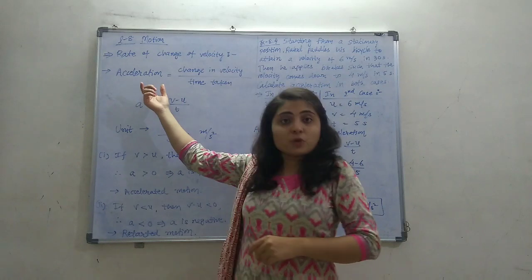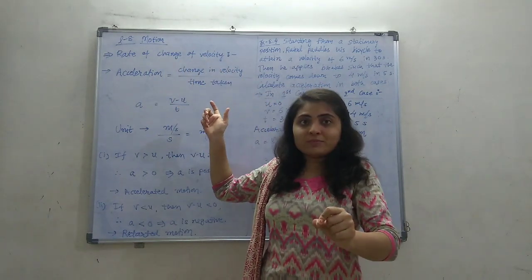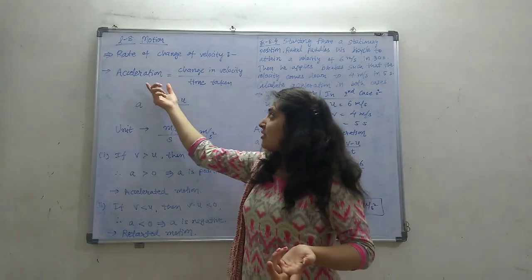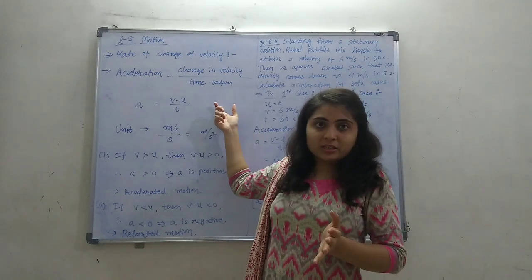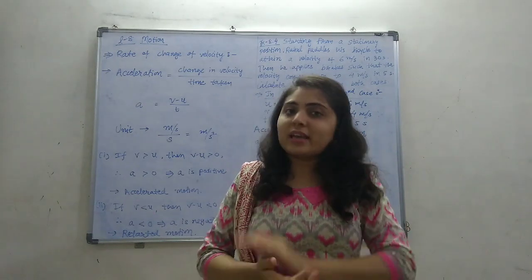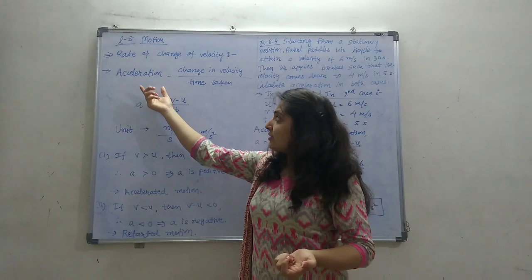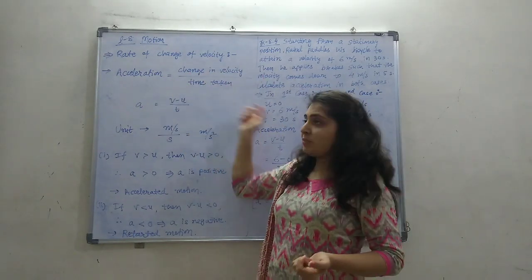The definition of acceleration is nothing but the rate of change of velocity. So acceleration is equal to change in velocity per time taken. Change in velocity per unit time is the acceleration. So the formula is: acceleration is equal to change in velocity upon time taken.